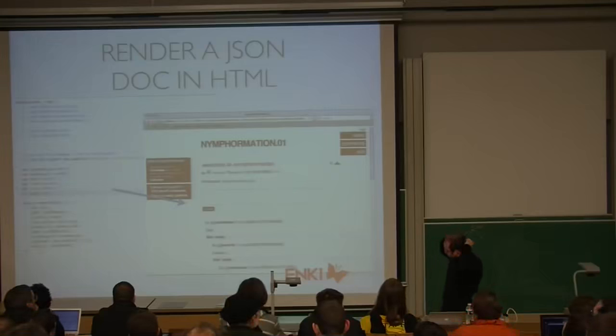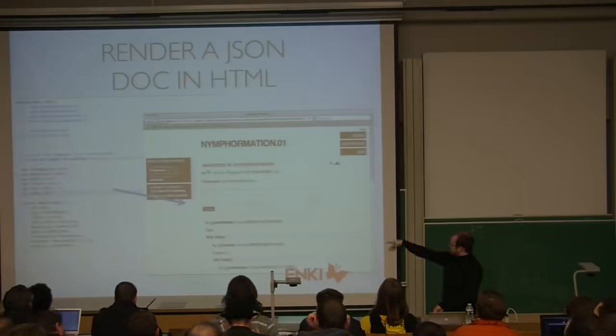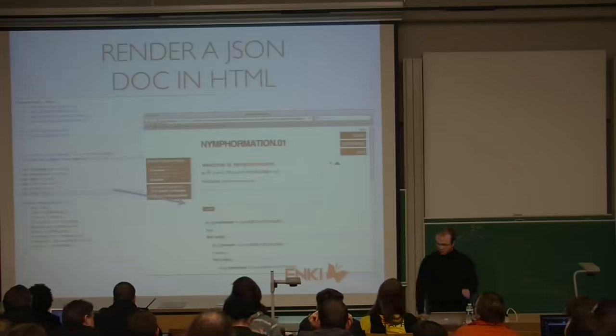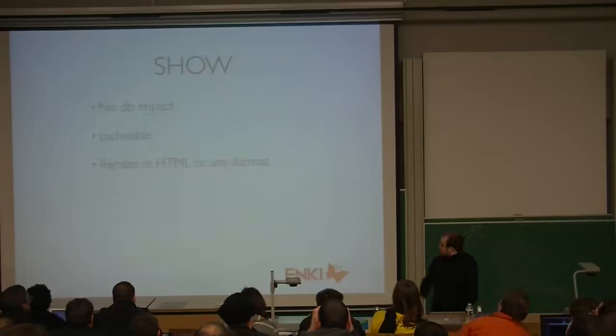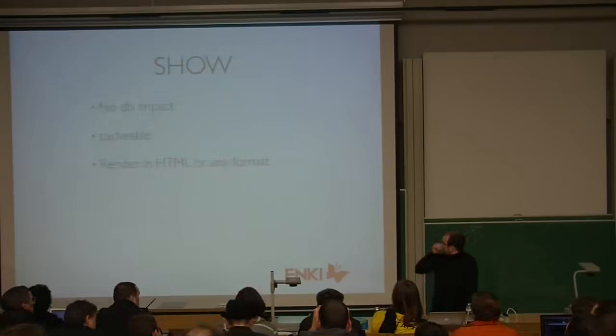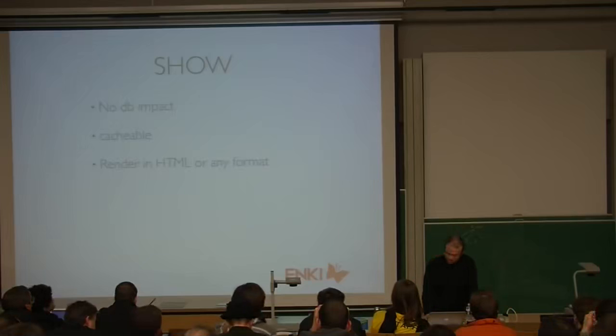Here we have created a show, and the show just does one thing. It takes your doc ID. If the doc exists, it will continue the function, and it is rendered in HTML. You can also decide to render it in XML or JSON, or rewrite the JSON you want. There is no DB impact. This is cacheable. This is just HTTP. You have e-tags sent with your doc in HTTP headers, and so you can render in HTML or any format.